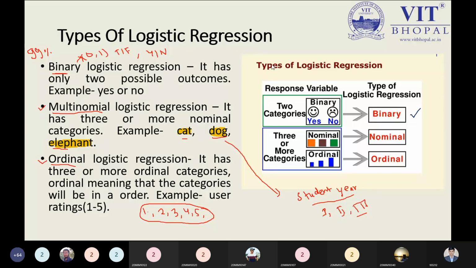So can you explain multinomial logistic regression?